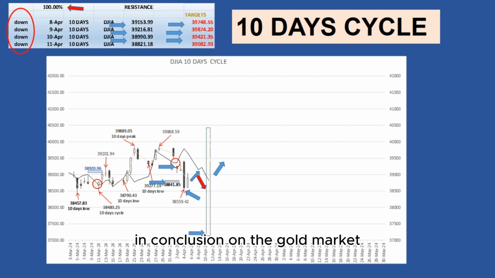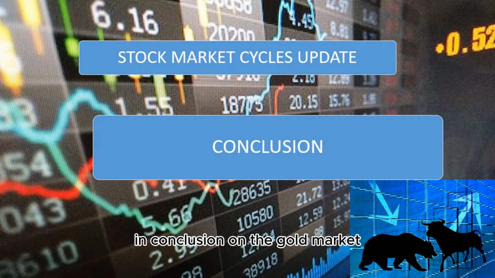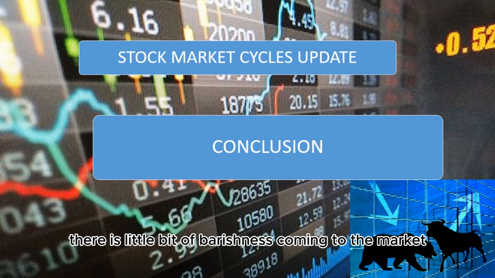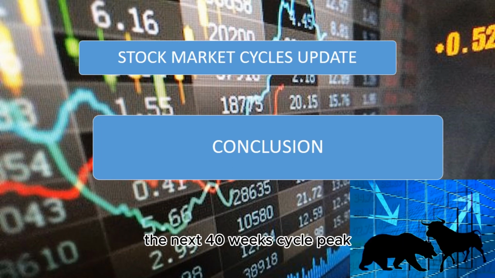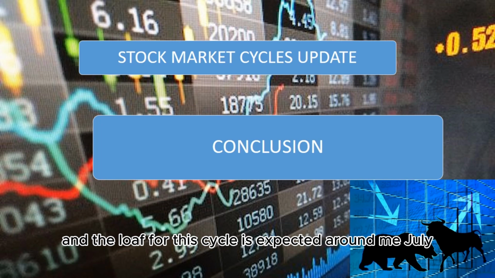In conclusion, on the gold market, the overall market is still very bullish. On the Dow Jones Industrial Average, still bullish too, but we can see there is a little bit of bearishness coming to the market. The Dow Jones Industrial Average is on its way to form the next 40-week cycle peak, and the low for this cycle is expected around mid-July.